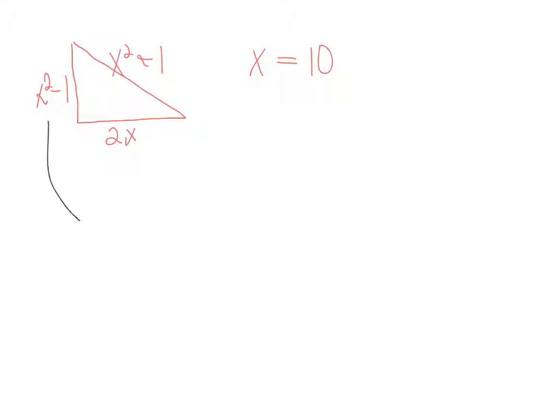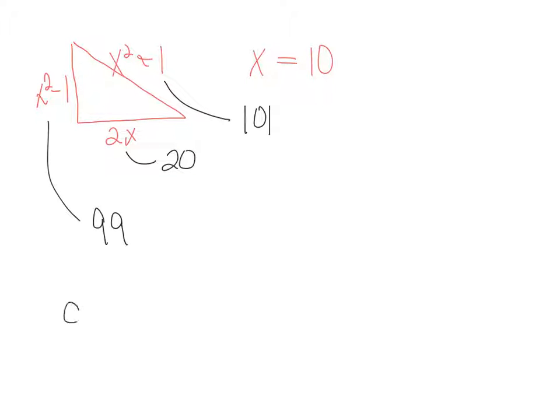The exercise 1 that we did gave us 2x, x squared minus 1, x squared plus 1. I can pick x equal to any number. Let's just pick 10, and come up with Pythagorean triples every time. So x squared minus 1 would be 100 minus 1, which is 99. x squared plus 1, 100 plus 1, is 101, and 2x is 20.